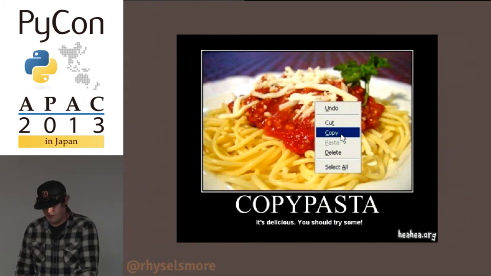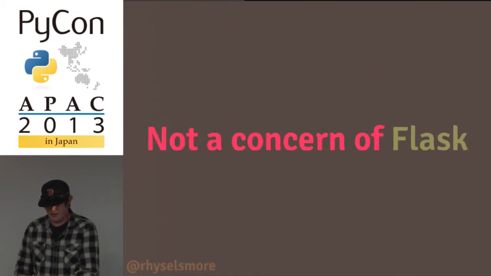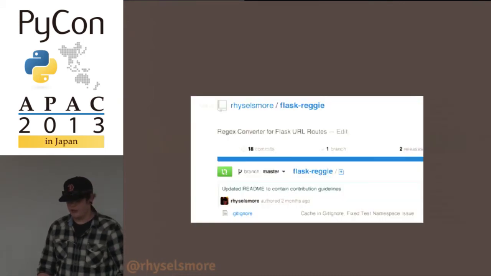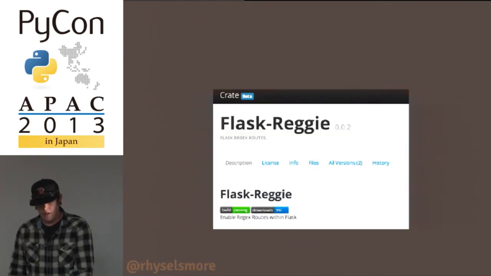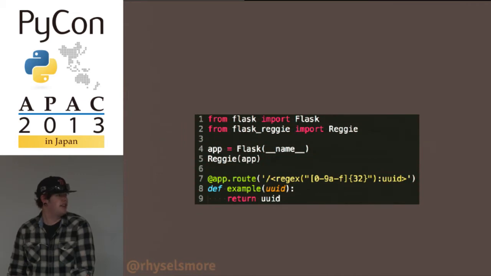Now, I didn't want to fork Flask and add this into it. I found that was a bit sort of dirty. And I thought, well, it's not a concern of Flask, so they're not probably going to take the pull request on board. So I decided to put the few lines of code into its own package. I put it up on GitHub, put it up on Crate.io and PyPI, and now it's one command to install. It can go on my requirements.txt, and it's an extra 2 lines of my code. So my boilerplate is reduced, I'm not copy pasting, and I have some integrity with my code.